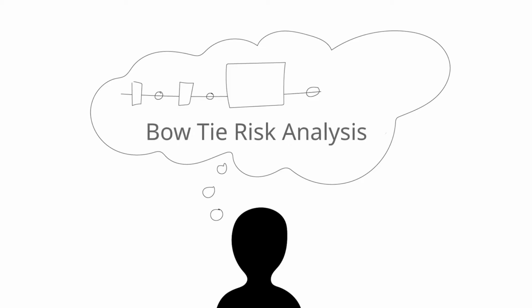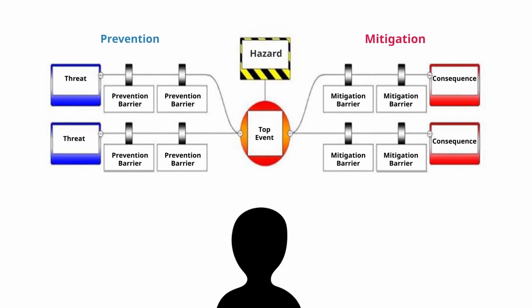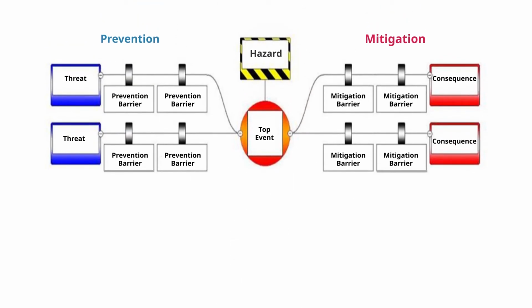One great way to visualize and track safety is with bow tie risk analysis. We learned a little about this in the overview video. Let's review the different parts of this tool to understand how it works. In the center of each bow tie is the hazard. This hazard is connected to a top event.